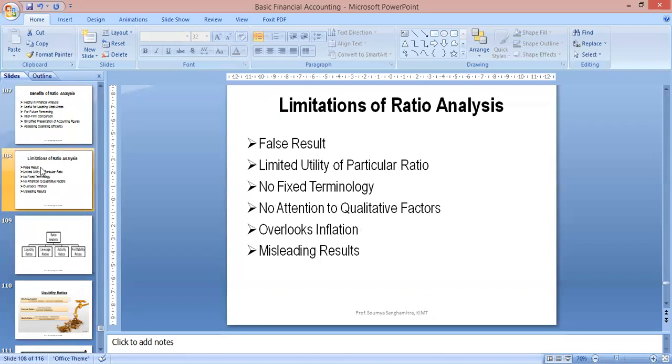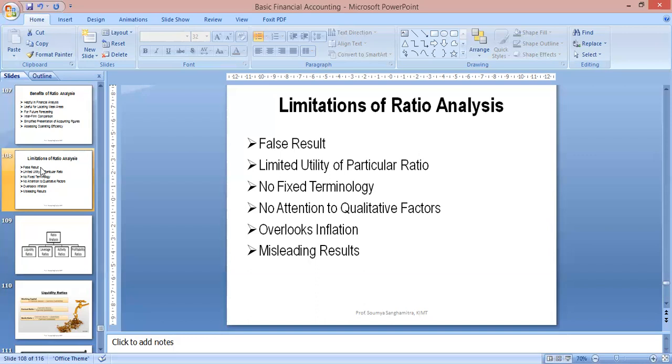Then also limitations of ratio analysis. First, false ratio. Ratio analysis is calculated by using financial statements. The analysis would be incorrect if the statements have errors. If statements have any error, then there is limited utility of the particular ratio. In order to make a comprehensive analysis, it is important to use different ratios. A particular ratio may give a misleading result. It is advisable to use various ratios for making meaningful and correct conclusions.